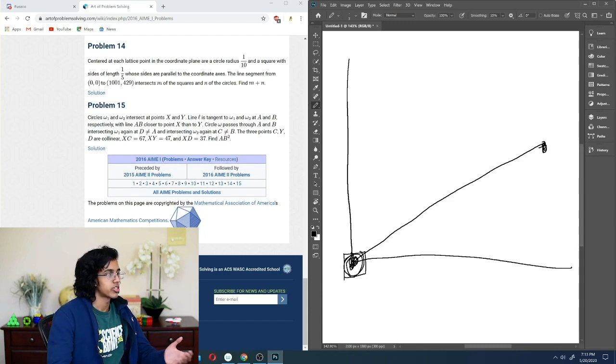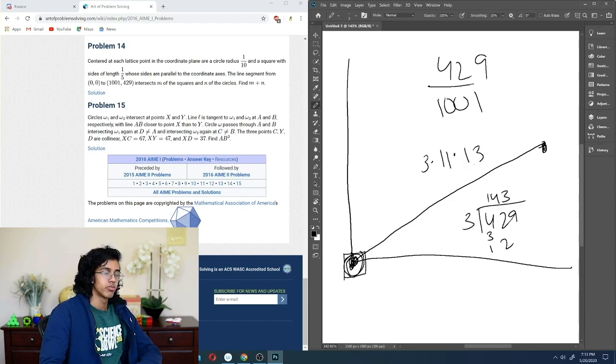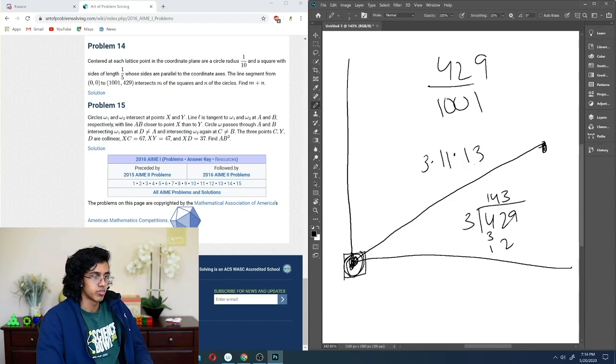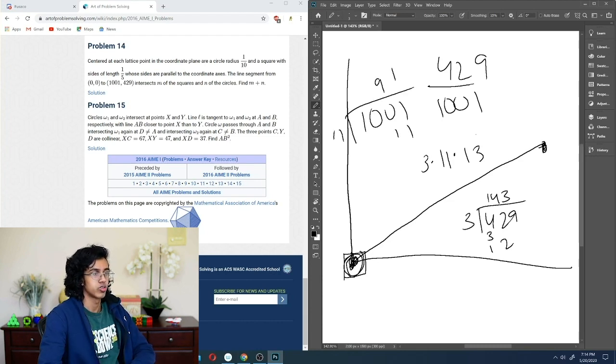So basically, what's the slope of this line? It's 429 over 1001. Is that simplifiable at all? Well, the top one is divisible by 3. Let us prime factorize this boy. 3 times 11 times 13 seems legit. And then, what is 1001 divisible by? Oh, 11. So we'll divide that boy out. So 39 and 91. So our slope should be 39 over 91.